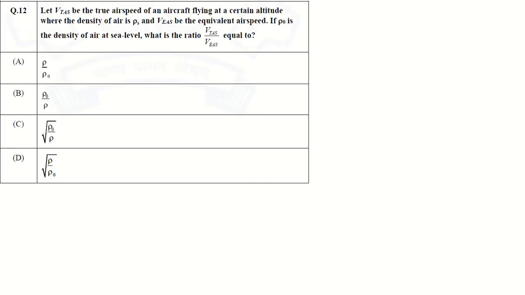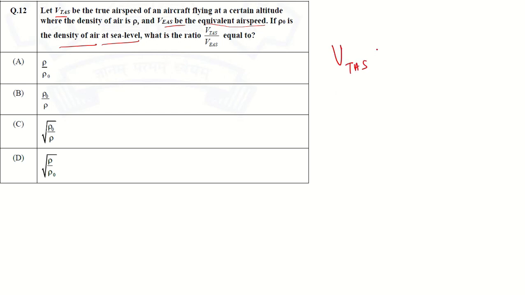Next question is, let VTAS be the true airspeed of an aircraft flying at a certain altitude where the density is rho, and VES is the equivalent airspeed. If rho naught is the density of air at sea level, what is the ratio of VTAS by VES equal to?